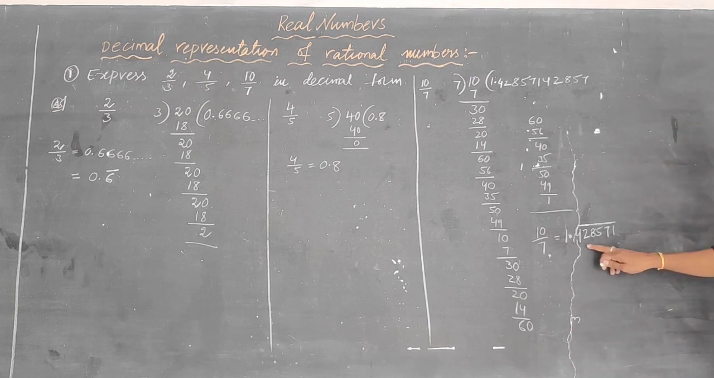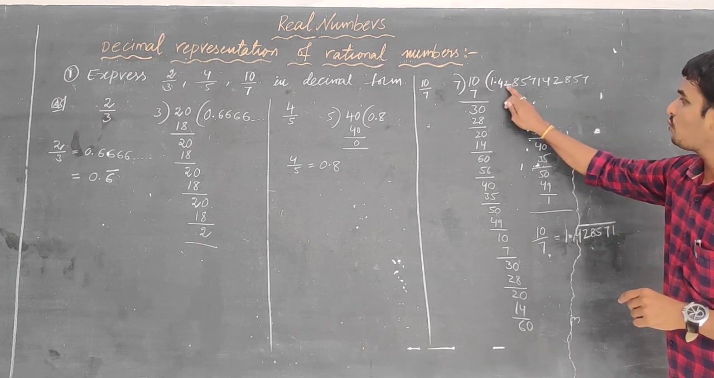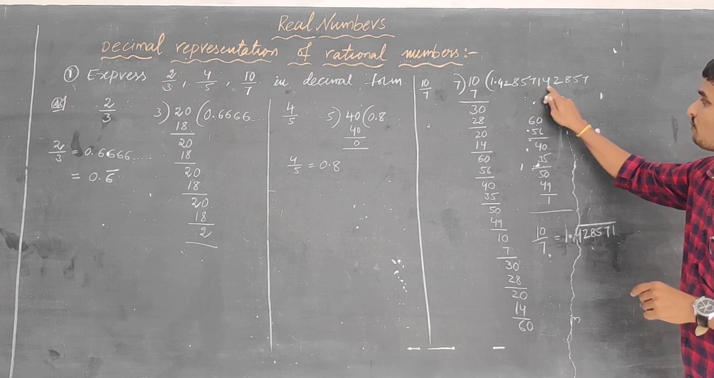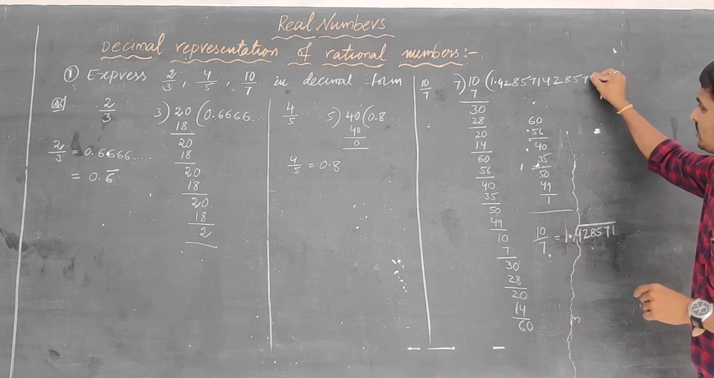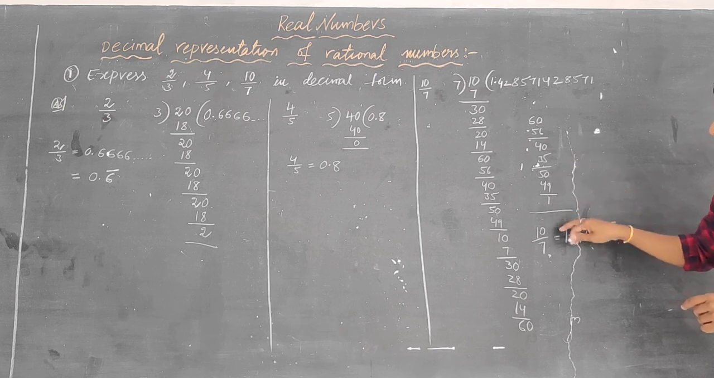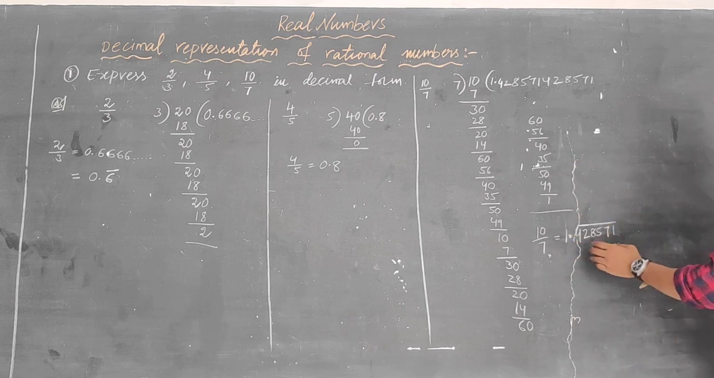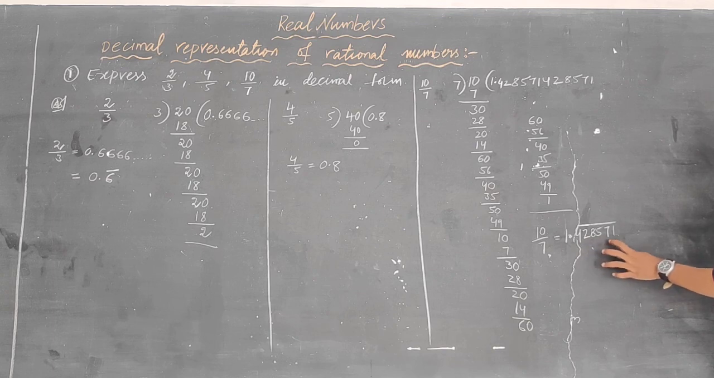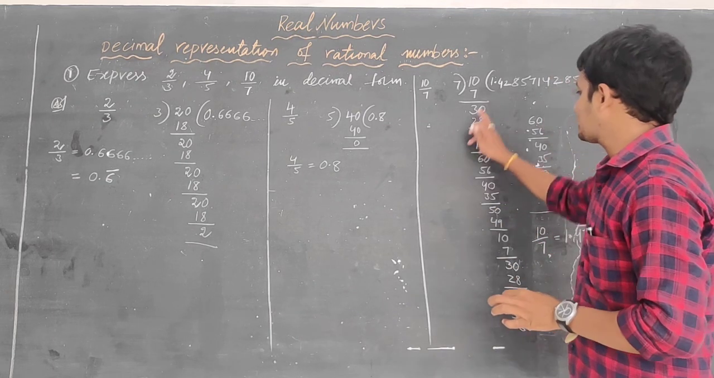So 4 is repeating: 428571. This is the pattern. Here we stop it. If you keep 0, 10, 1 times 7 is 7, remainder is 3. So 1.428571 with the bar over 428571 is the decimal expansion of the number 10 by 7.